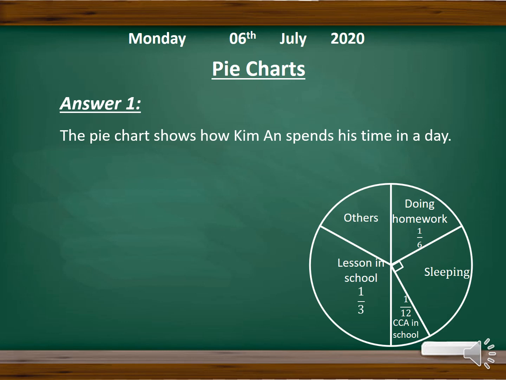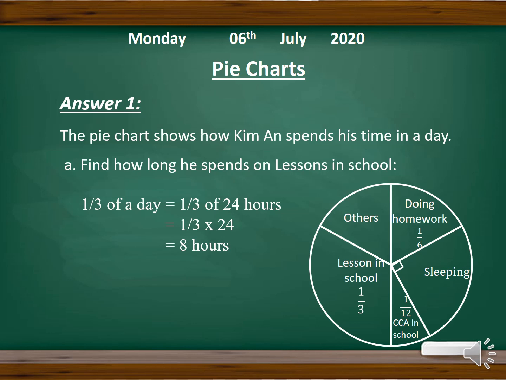The pie chart here shows how Kim An spends his time in a day. So we look at letter A and find how long he spends on lesson in school. In order to find this, you have to take 1/3 of a day. A day is equal to 24 hours. So we take 1/3 multiplied by 24, which is 8 hours. So he spends 8 hours on lesson in school.